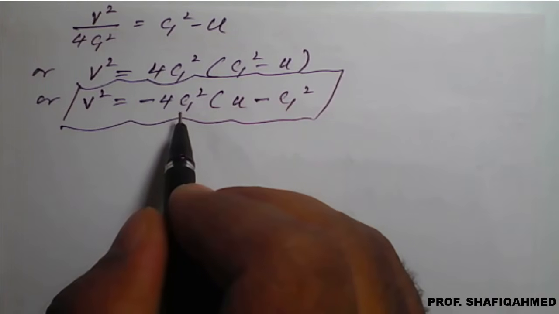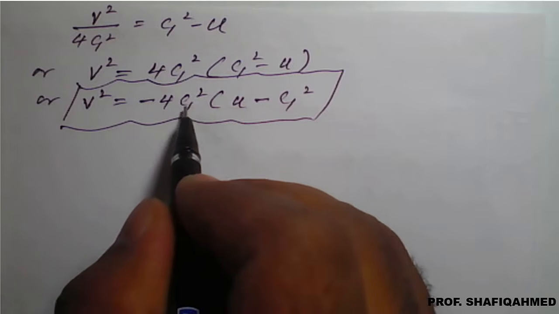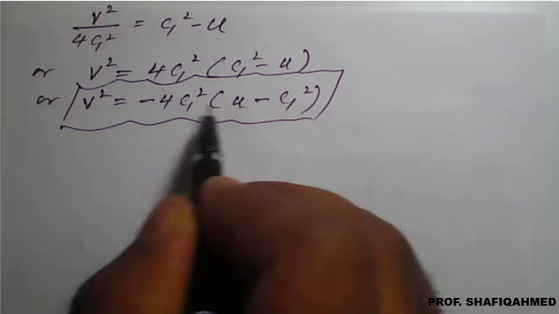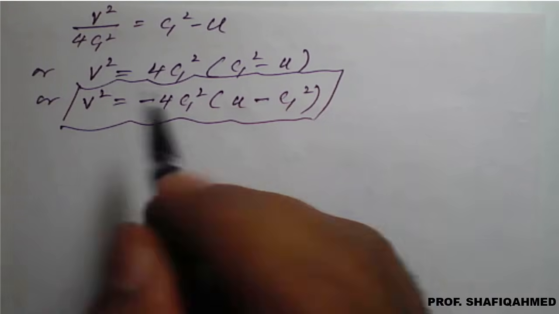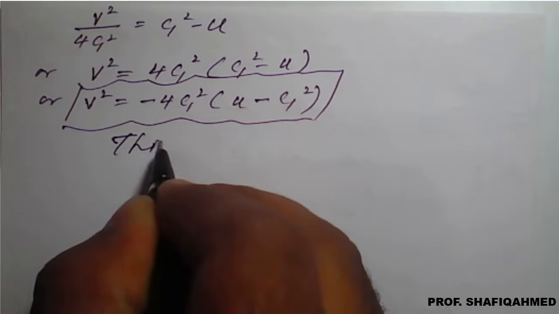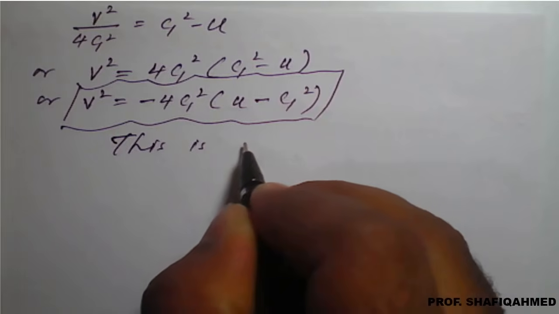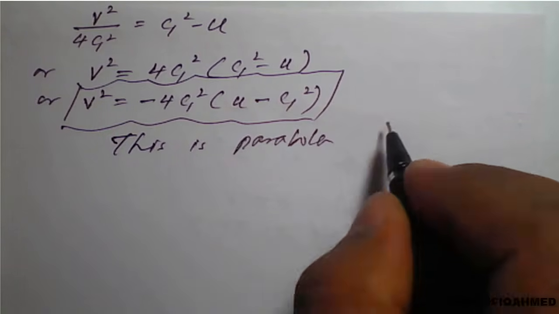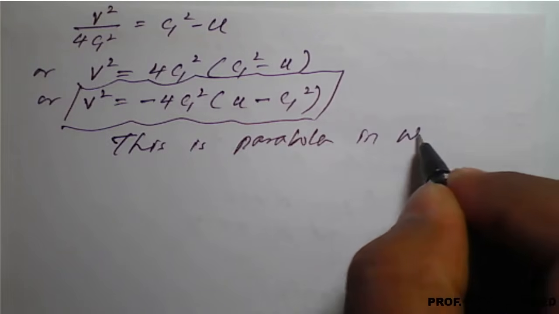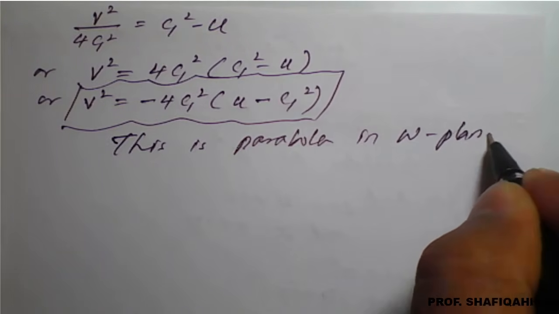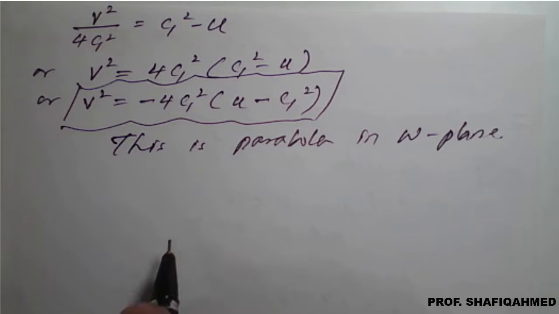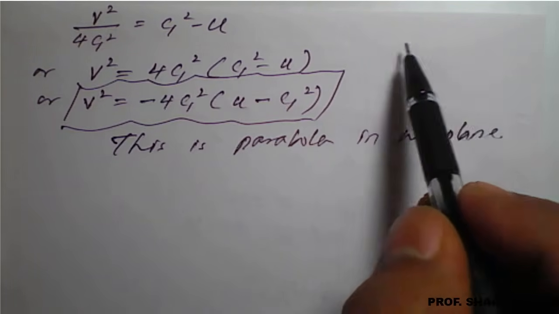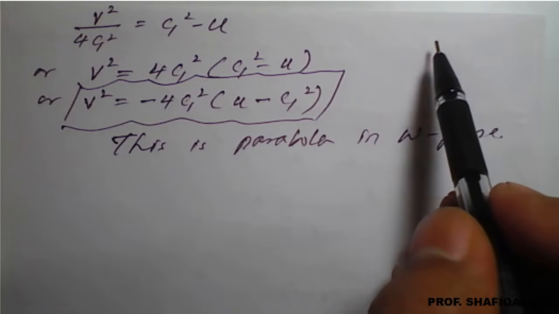It is of the form y square equals minus 4ax, where x is treated as u and y is treated as v. So remember, this is a parabola in the w plane or omega plane. We have taken x is equal to c1, which is a constant.